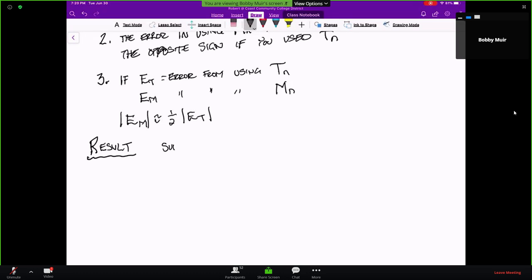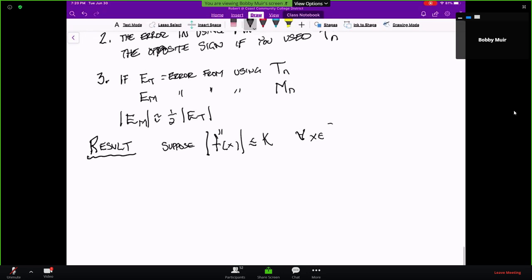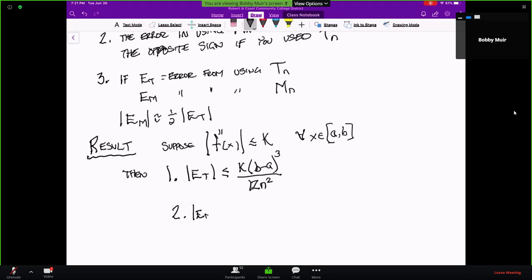Okay, so suppose that our function f of x has a bounded second derivative, with absolute value at most K, for all x in the interval [a, b]. Then, number one, the error due to the trapezoid rule cannot exceed K times (b minus a) cubed over 12n squared. And the error due to the midpoint rule can be no bigger than K times (b minus a) cubed divided by 24n squared.